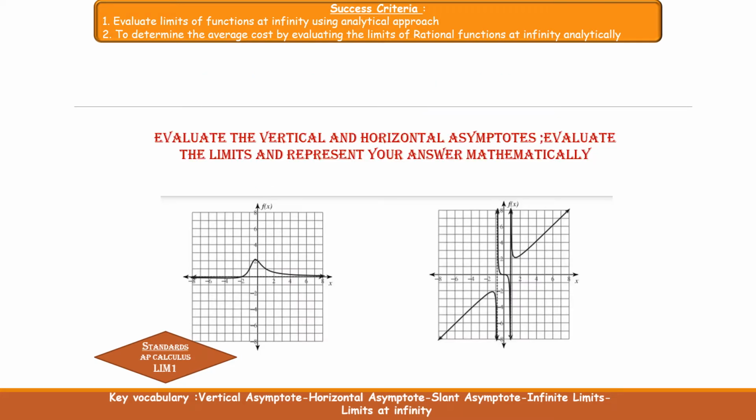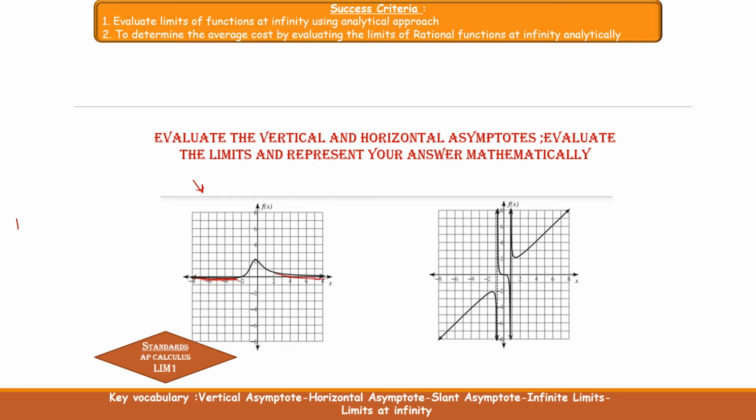Before we start, let's revise and recall how we can determine the vertical and horizontal asymptote and write their limits. Let's say this is the graph. How can you write the limit over here? In this graph, this is the horizontal asymptote, right? Horizontal asymptote is very obvious.